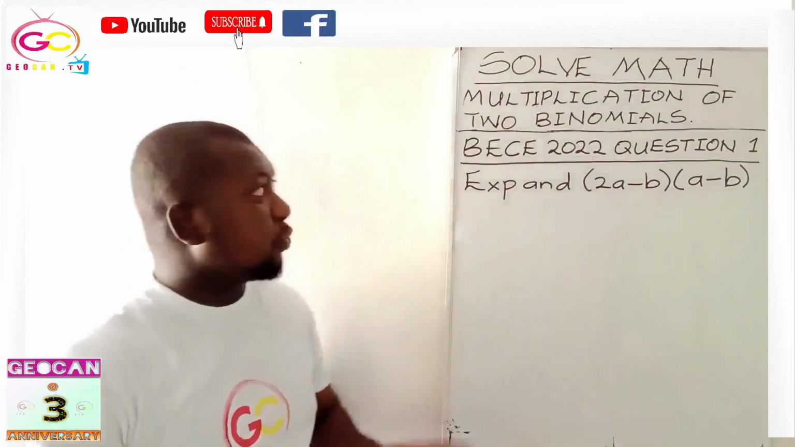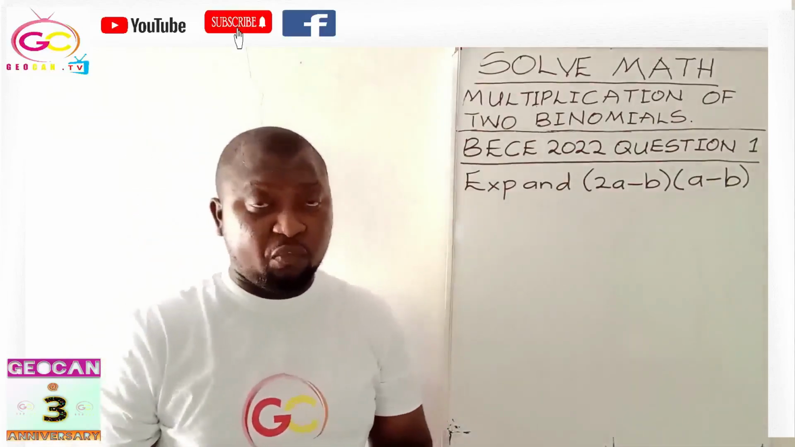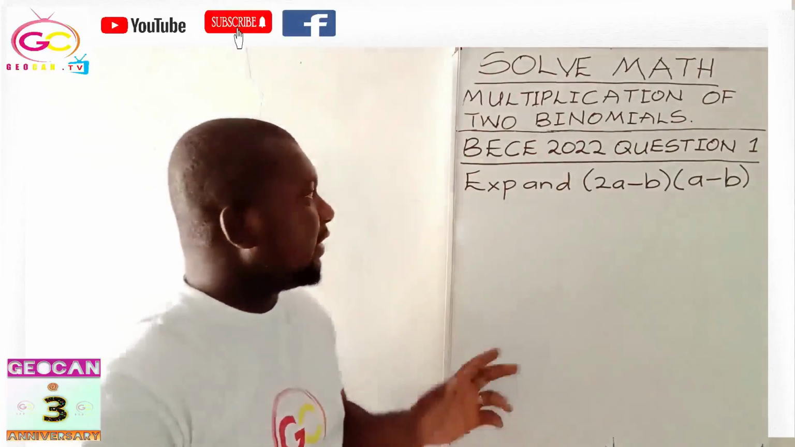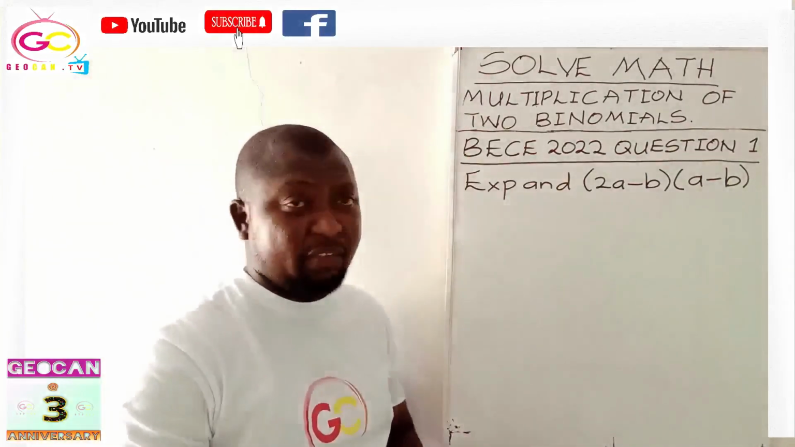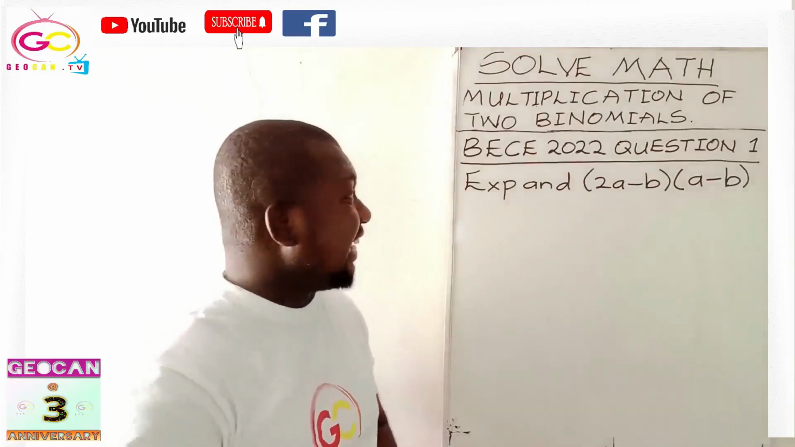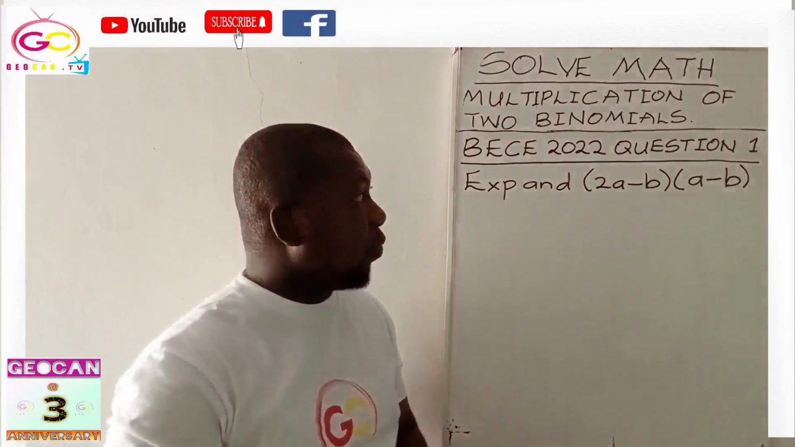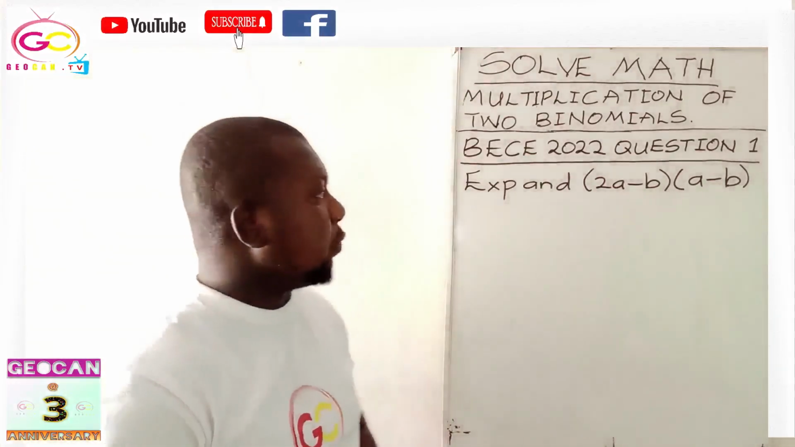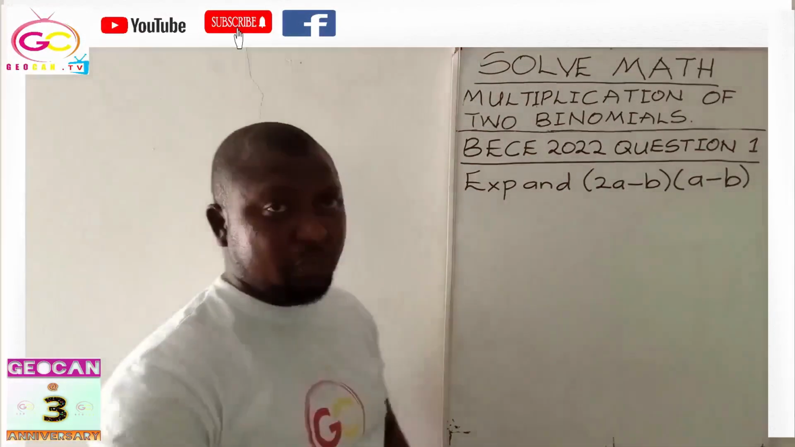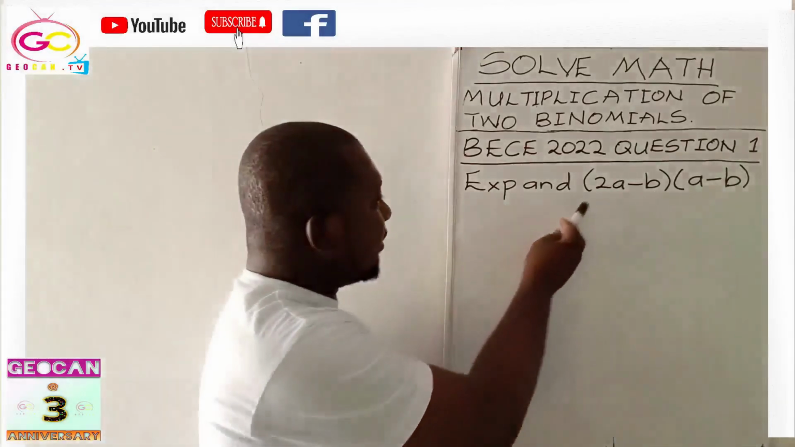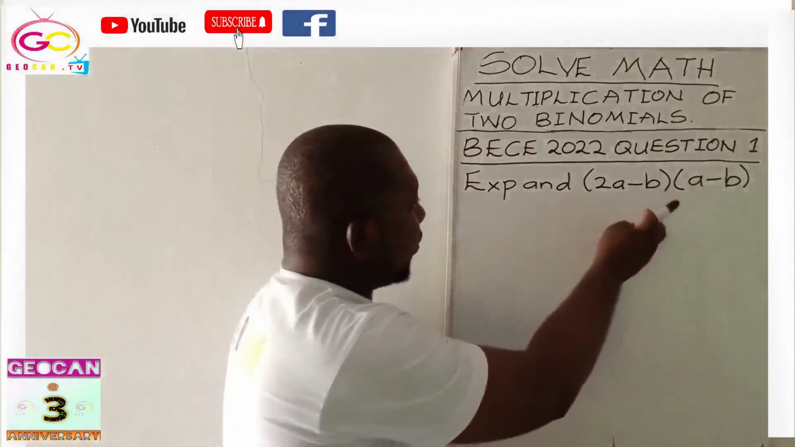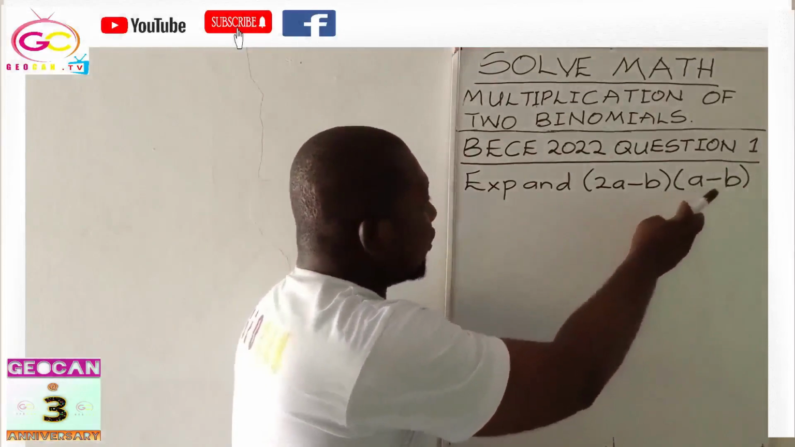Today we have a past question on multiplication of two binomials. This is the Basic Education Certificate Examination question for the year 2022, question one. And what is the question? Expand (2a - b)(a - b).